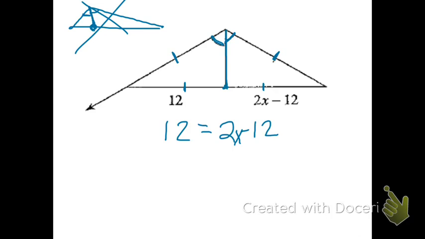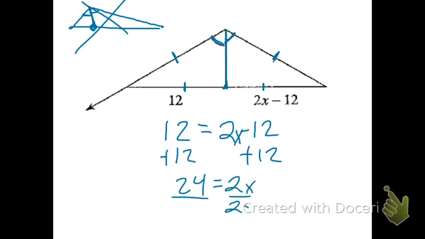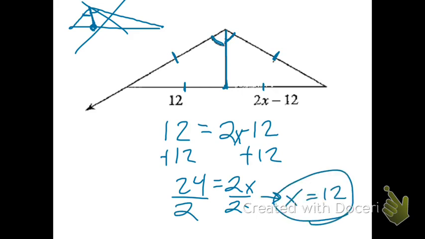So let's solve for x. I'm going to add 12 to both sides, so I get 2x is equal to 24, and I'm going to divide both sides by 2, and I get x is equal to 12. And if you plug that back in, you would get that those two sides are equal.